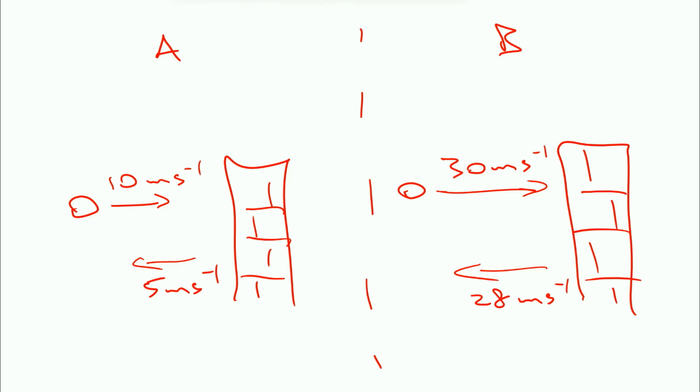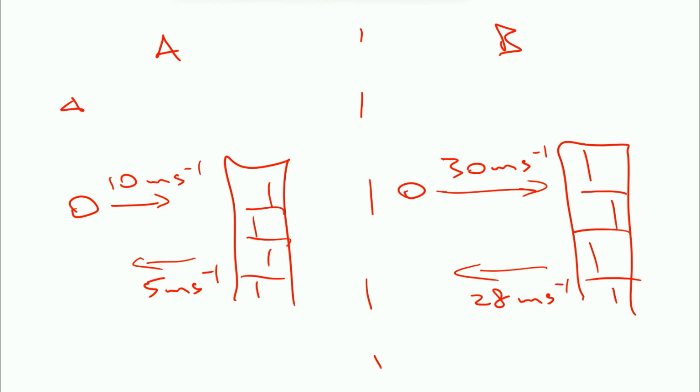Well, you might look at this and say, well, A, because the change of velocity is 5, and in B, the change of velocity was only 2. 30 take away 28 is 2. So case A obviously had the greater change of velocity. You would, of course, be wrong, because remember, velocity is a vector. Direction is important. It didn't just go from 10 to 5. It went from 10 to the right to 5 to the left. So we've had a change of velocity which is negative because the ball changed direction.